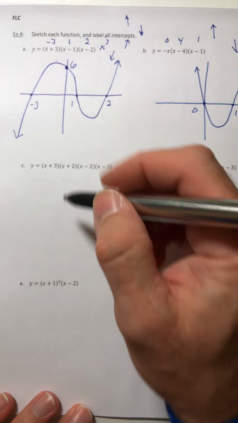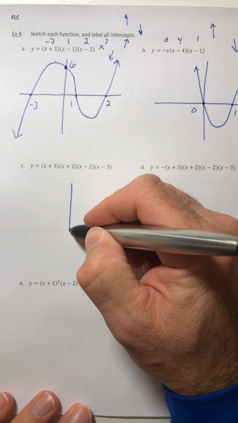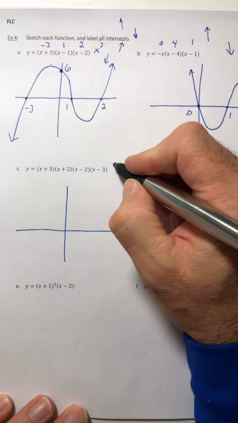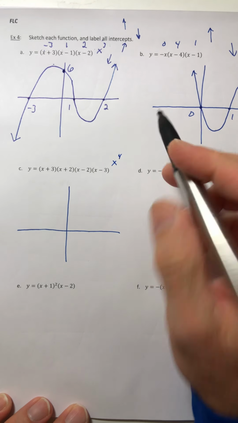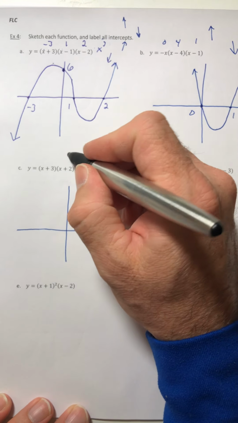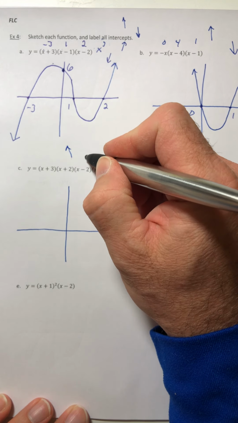Okay, part C. If you multiplied your x's together, that would be an x to the fourth. So now we have an even degree, and it's positive as well. An even degree that's positive, your ends are going up.